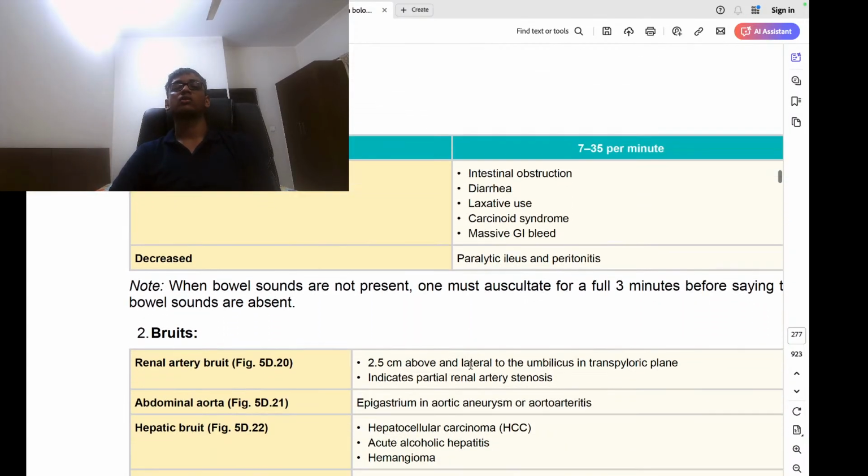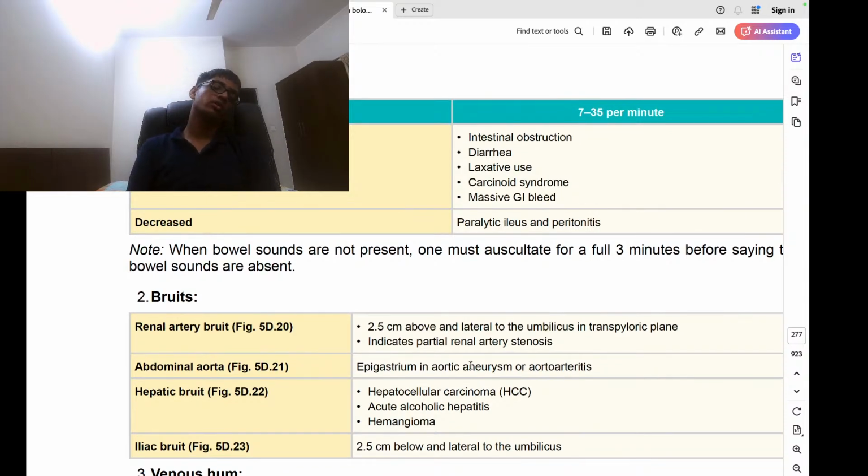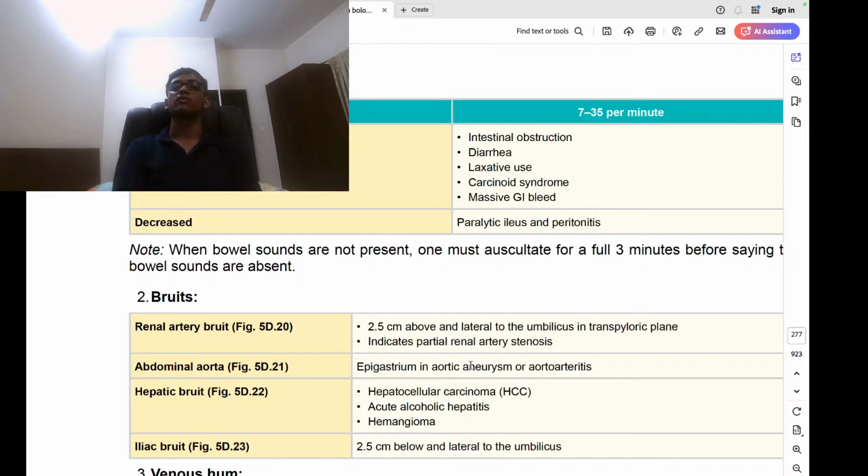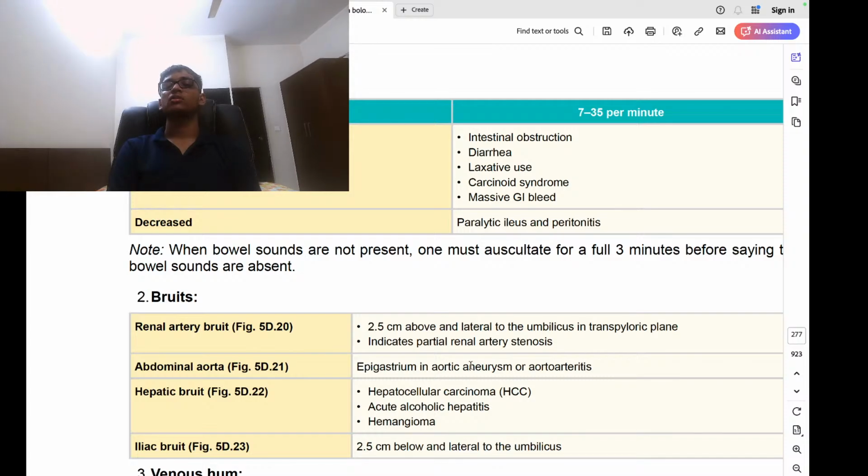Bowel sounds will be normal, increased, or decreased. Borborygmi are normal at 7 to 35 per minute. Increased is borborygmi, seen in intestinal obstruction, diarrhea, laxative use, carcinoid syndrome, and massive GI bleeding. It will be decreased in paralytic ileus and peritonitis.